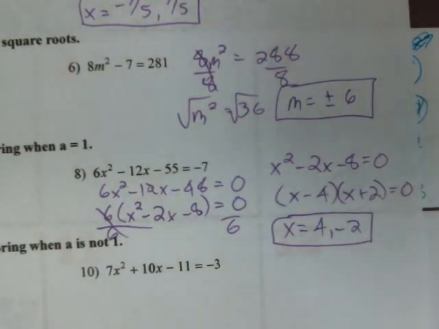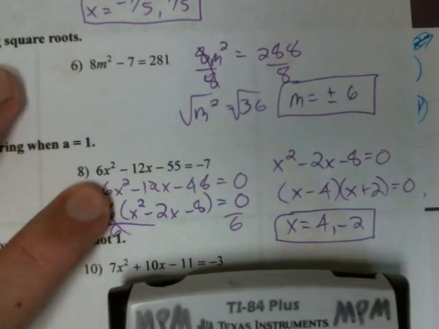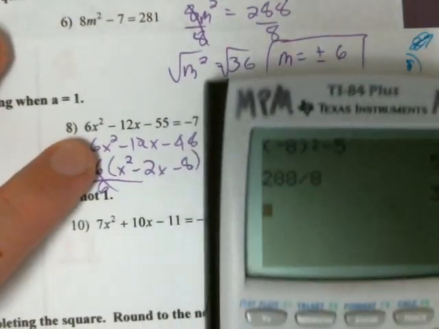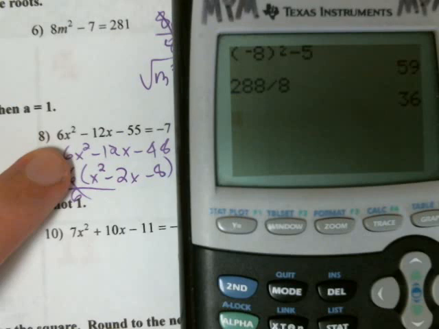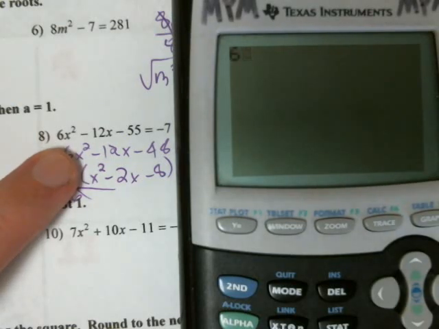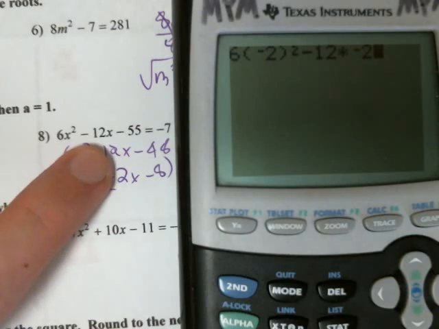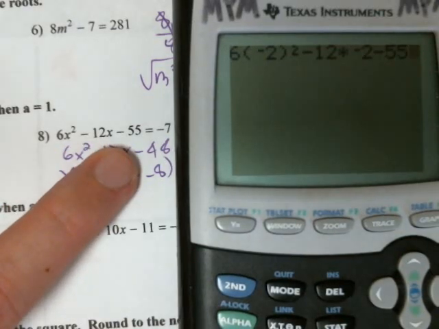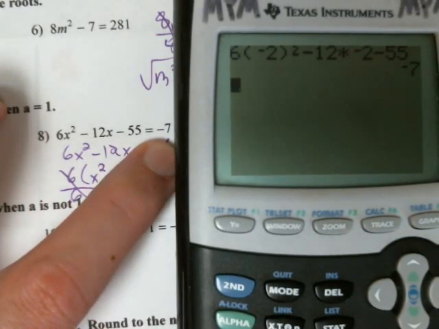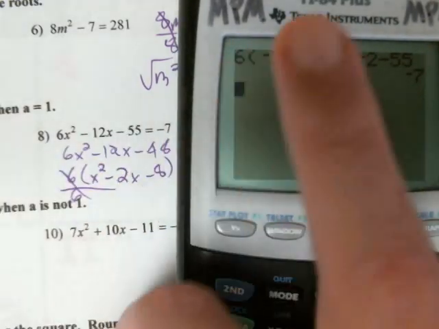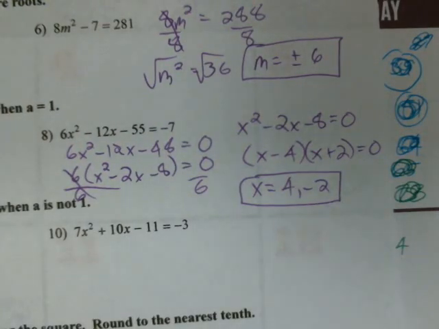Okay, let's check that real quick. I like to check these. Let's plug in the negative 2. Make sure that works. So let's go 6 parentheses negative 2 squared minus 12 times negative 2 minus 55. And that better equal what? That better equal negative 7, the right-hand side of the equation. And it does. So you got a winning lottery ticket in your pocket, guys.